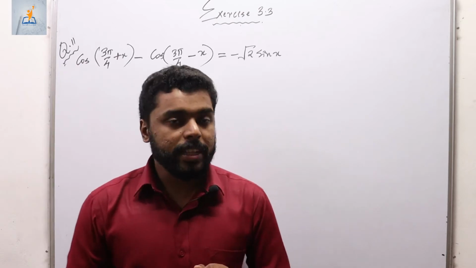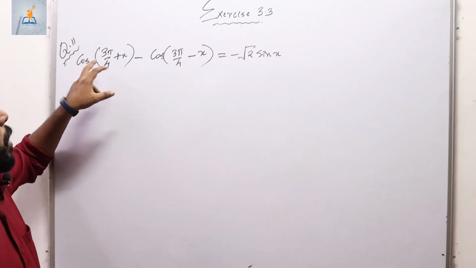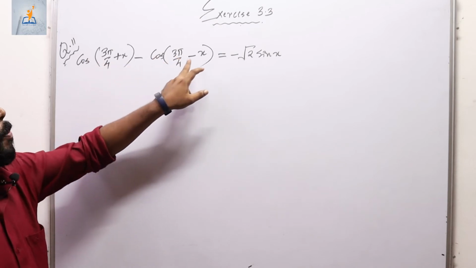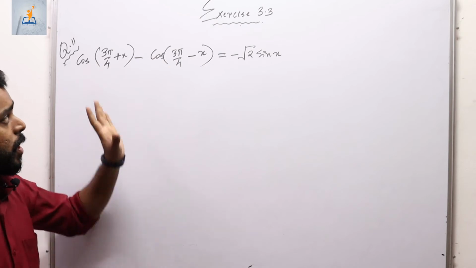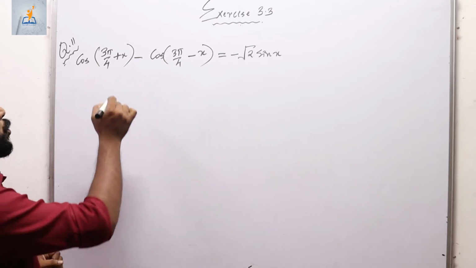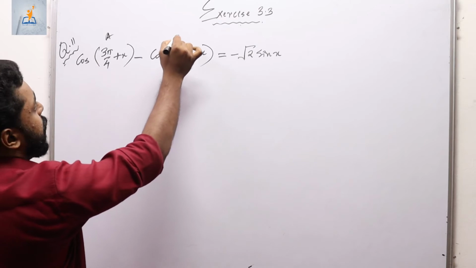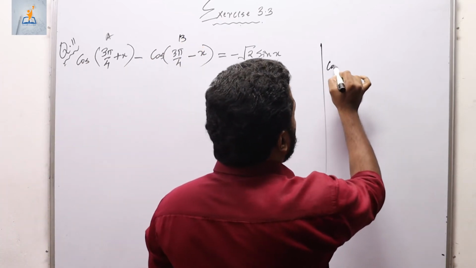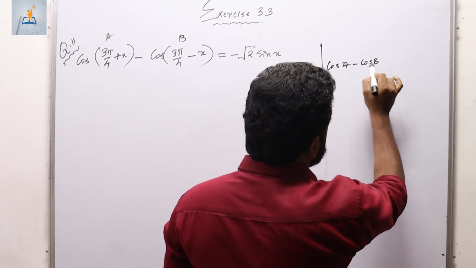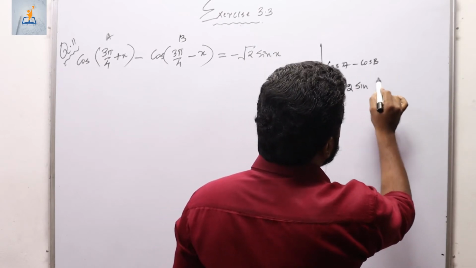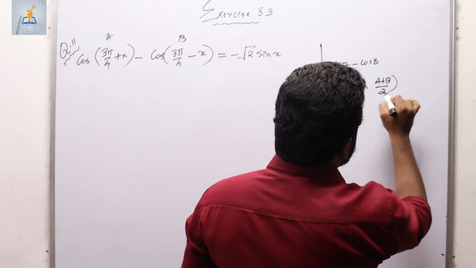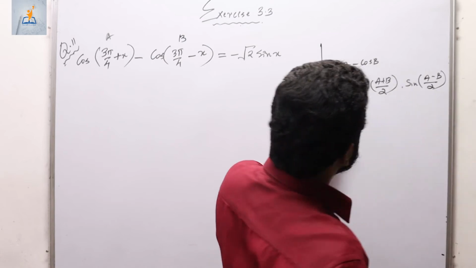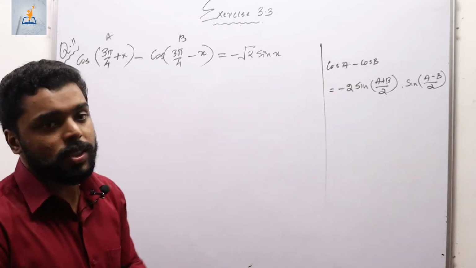Now coming on to the 11th question, we have to prove cos(3π/4 + x) minus cos(3π/4 - x) is equal to minus root 2 sin x. So let us begin with the left hand side as usual. But if you observe, the left hand side is of the form cos a minus cos b, isn't it? We know that cos a minus cos b is nothing but minus 2 sin((a+b)/2) into sin((a-b)/2), isn't it? So this is the formula or identity for cos a minus cos b.